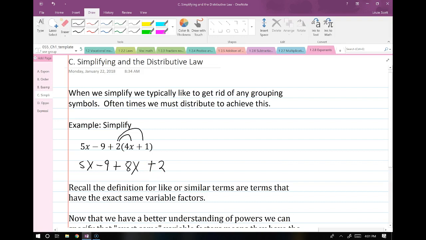Now to fully simplify this, you'd put together any like terms. I have x's here, and I have just constants here. So I'd put all those together. 5 plus 8 gives me 13x. And then 2 minus 9 gives me a negative 7.